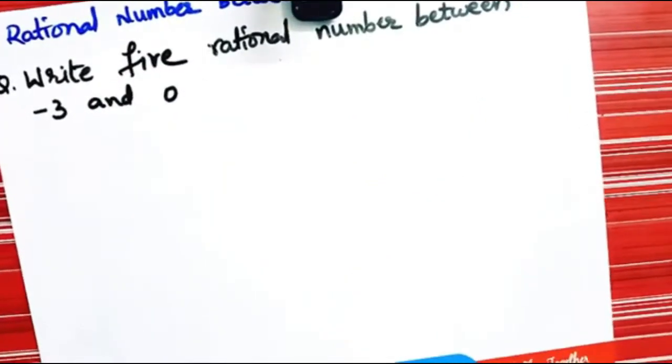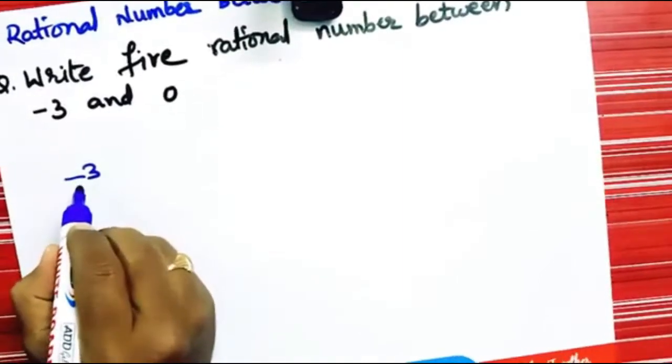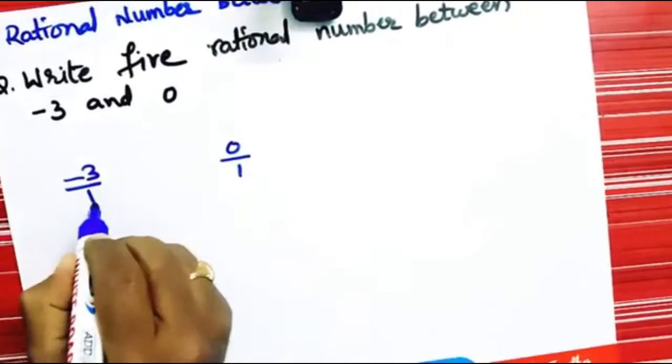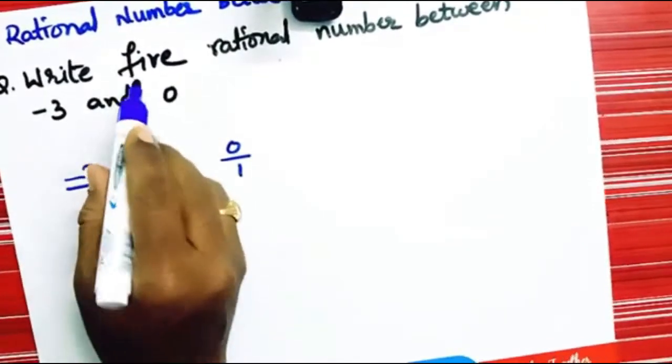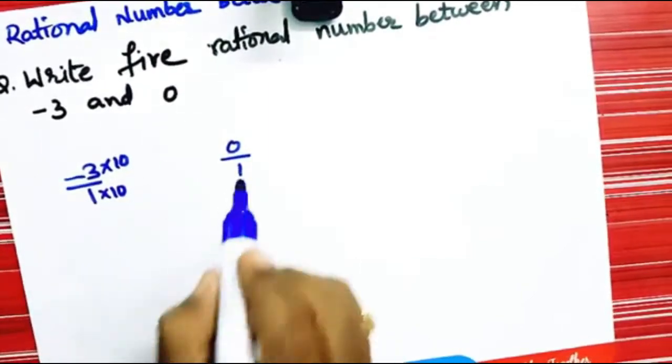Now I'm inserting 5 rational numbers between minus 3 and 0. Here this is minus 3 and 0. So obviously here we have 0 by 1, 1 by 1. So you can directly take, since they're asking for 5, you should take 10. That is our wish. You can take 2 or 3 or 10, that is your wish.